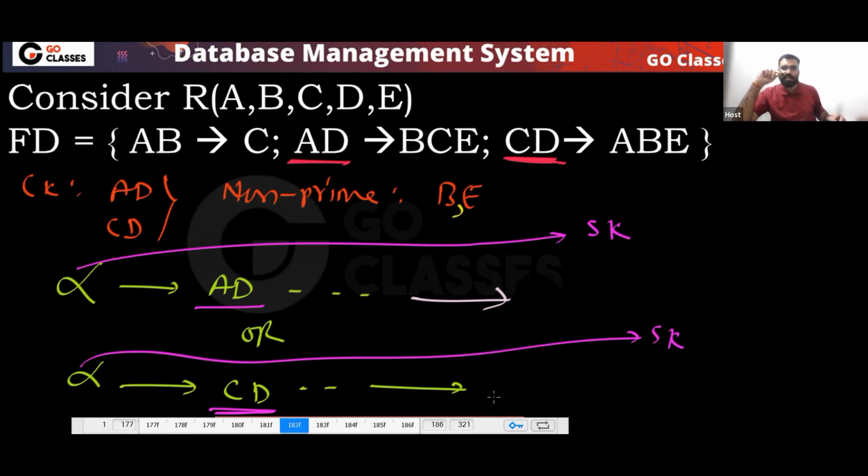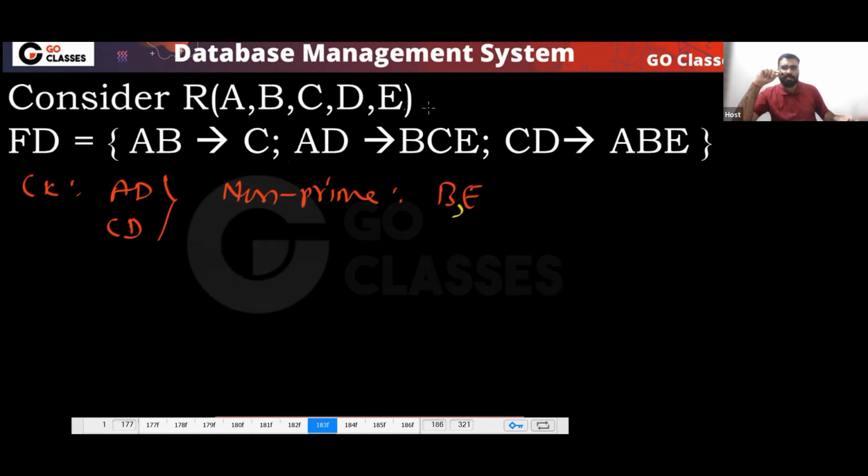Similarly, if anyone will determine E, it will be a super key. So what I can say, this relation is in 3NF. Can I say this relation is in 3NF? You can check it out. You can take it as homework. Okay, this relation is in 3NF.